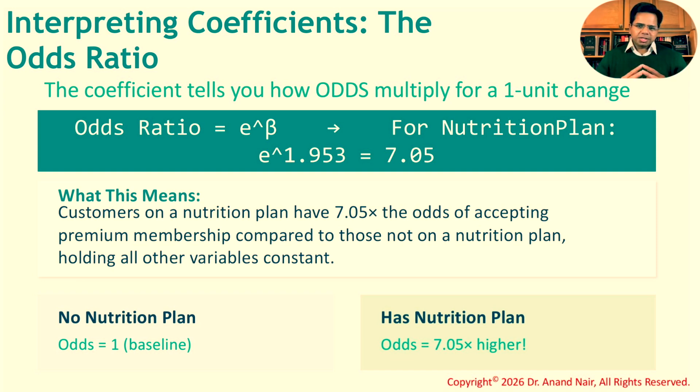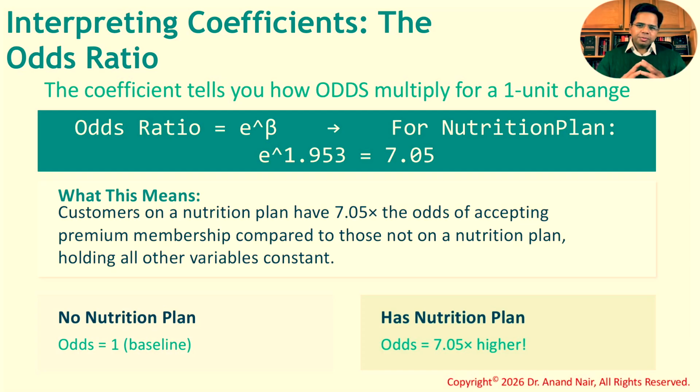That "all else being equal" is crucial. We're controlling for age, spending, fitness level, everything else. This is the pure effect of nutrition plan. Why is this useful? Because odds ratios are consistent across the entire probability range. Whether you're going from 10% to 41% probability or from 50% to 88%, the odds still multiply by 7.05.